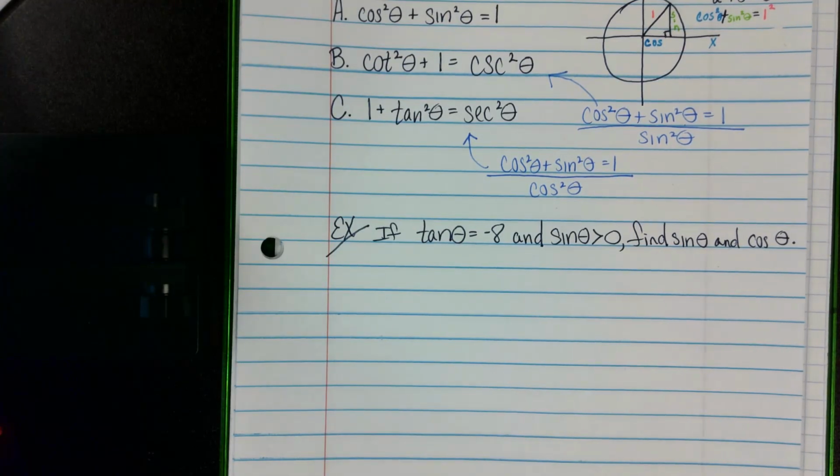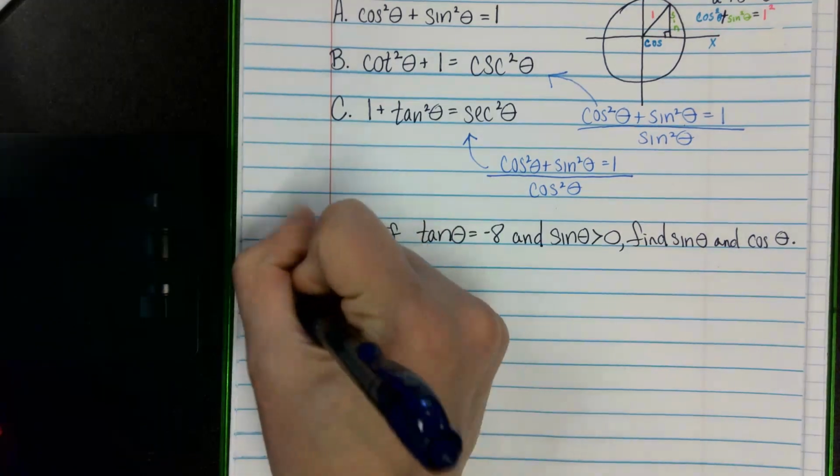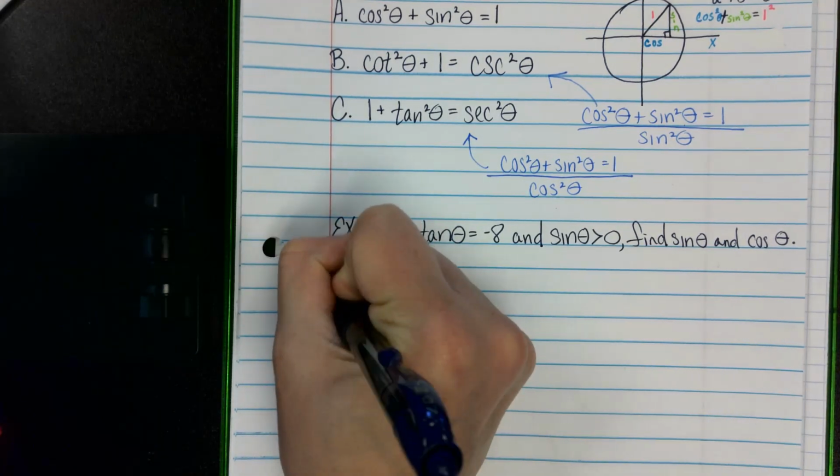Okay, so if tangent theta equals -8 and sine theta is greater than 0, find sine theta and cosine theta. All right, so the way that I recommend doing this is I'm going to split it up into 3 parts. I'm going to start part 1.